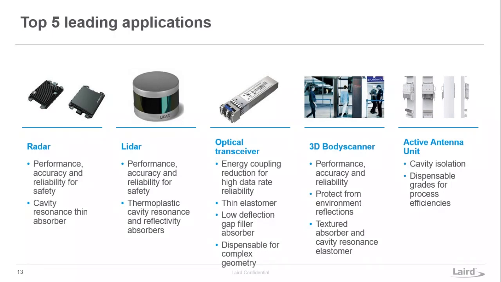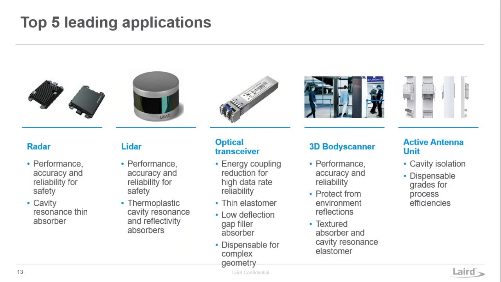Obviously, when you want to scan someone, you need to make sure that you don't have any disturbance from the metal structure of the scanner, or any structure around the scanner, which can cause unwanted reflection and disturb the end result. So that's where technology like the textured absorber can bring high performance as well as high robustness and reliability to protect from reflection.